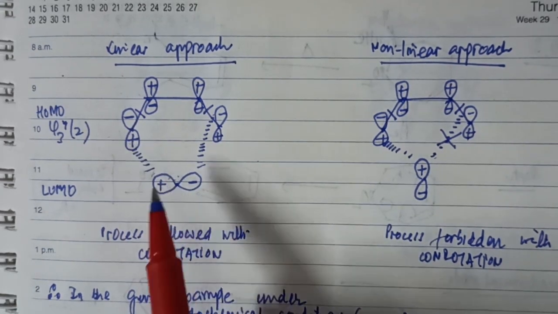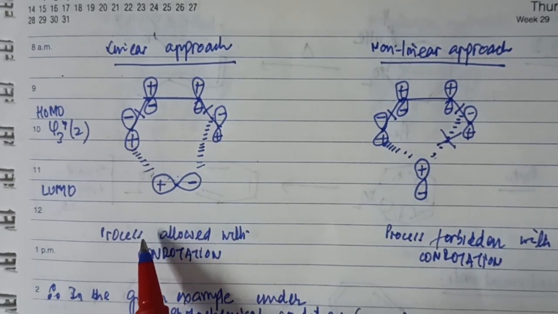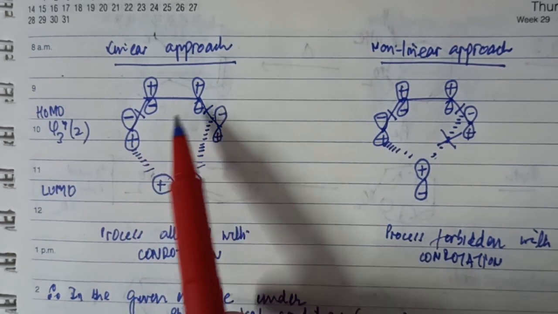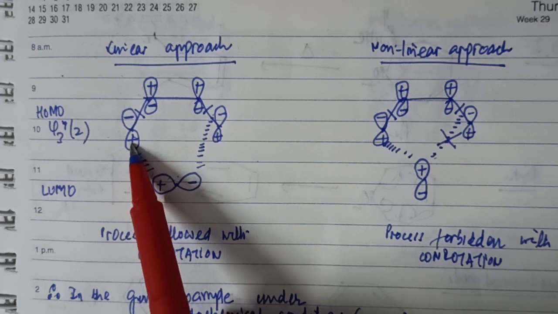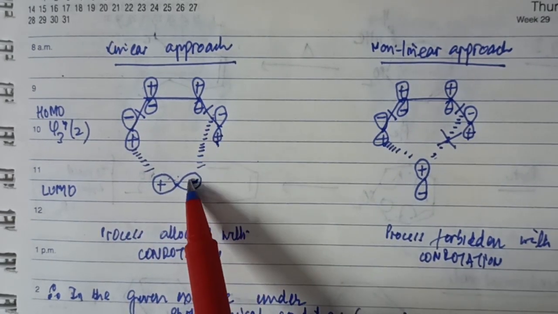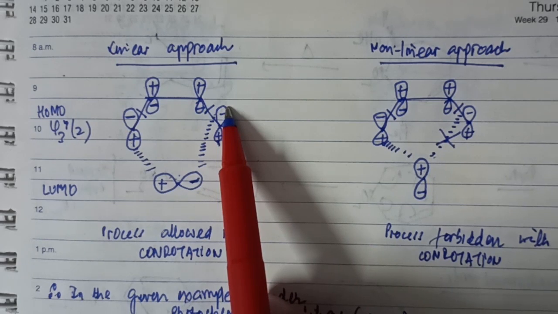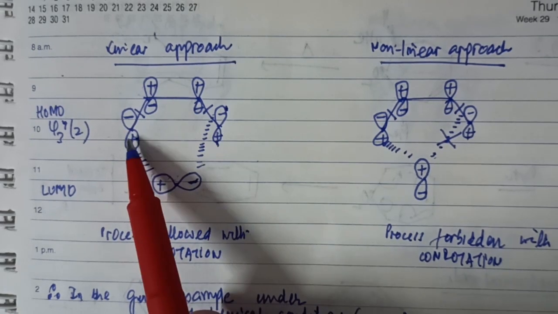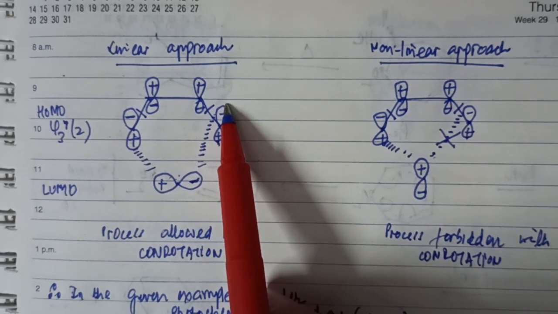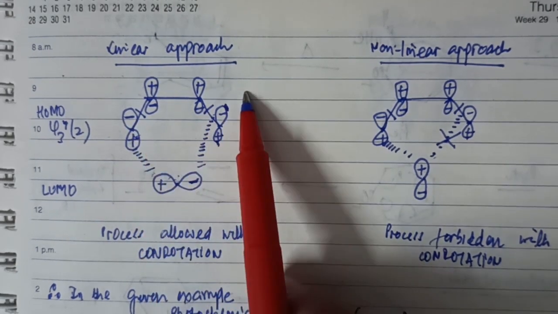Positive interacts with positive. Now since this process was conrotation, conrotation would mean that the terminal lobes of the diene's opposite faces should interact. Since positive is interacting with positive, this negative cannot interact with this positive; it has to interact with this negative to achieve a bonding interaction. Hence indirectly this lobe's lower face and this lobe's upper face are interacting, and therefore this process is conrotation.